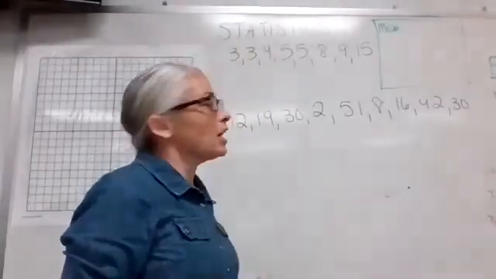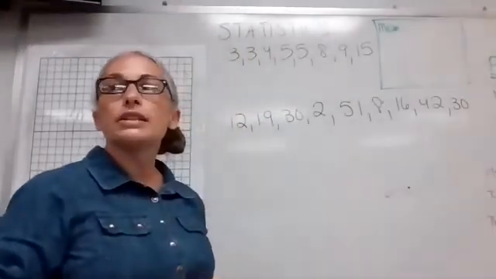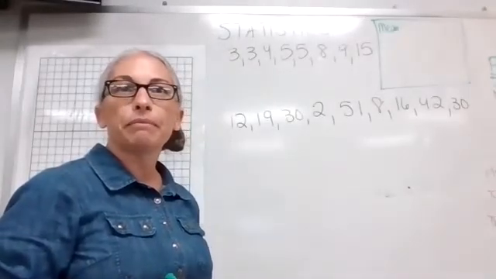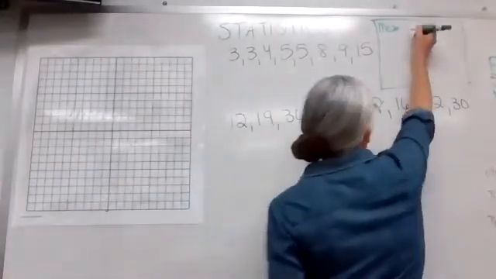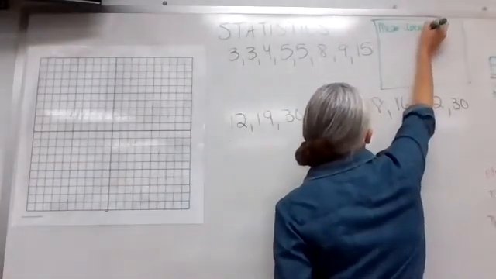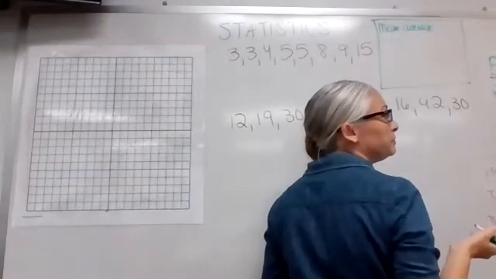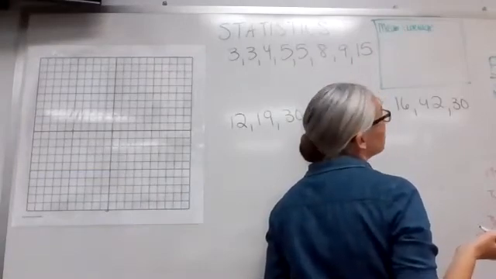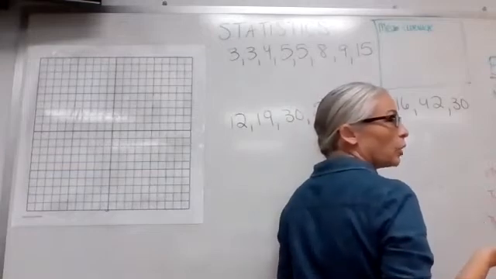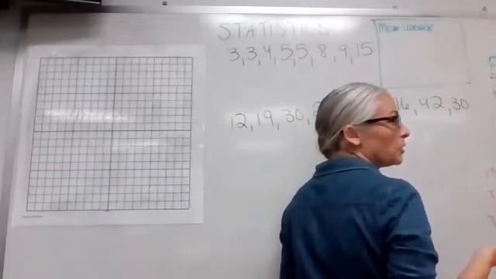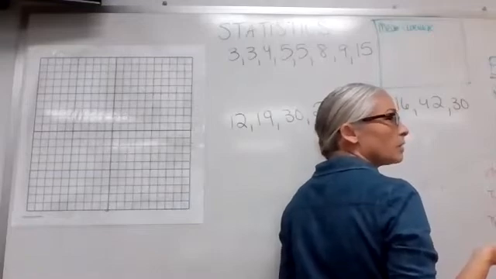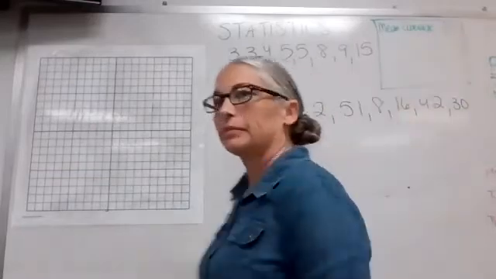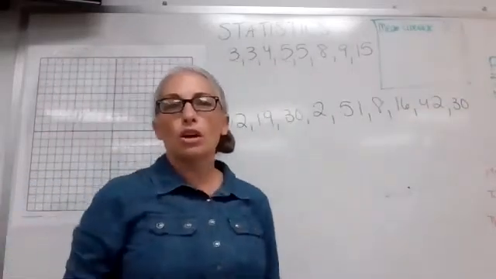Find the mean of a set of numbers. What does mean mean? Mean means average. What's the symbol for mean? Remember what the symbol is? It's been a little while. It's a sigma. No, it's not sigma. It's an X with a line over it. Good. That's the symbol for mean.